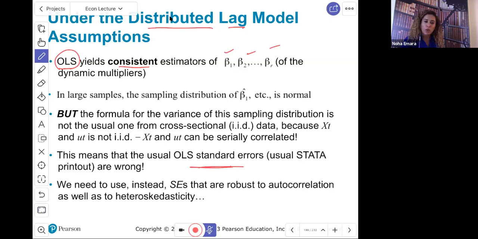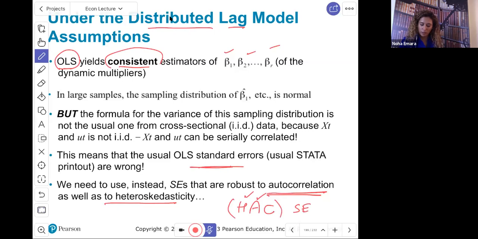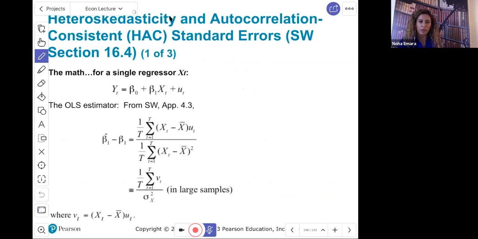Okay? So that's why we have to account for a possible autocorrelation, and more specifically, we call it serial correlation if I'm talking about autocorrelation between the error terms, and heteroskedasticity. And that's why it's called the heteroskedasticity and autocorrelation consistent standard error, because we will get consistent estimators. All right, so we abbreviate it as the heteroskedasticity and autocorrelation consistent standard error, right? The HAC estimator. So how can we do that?